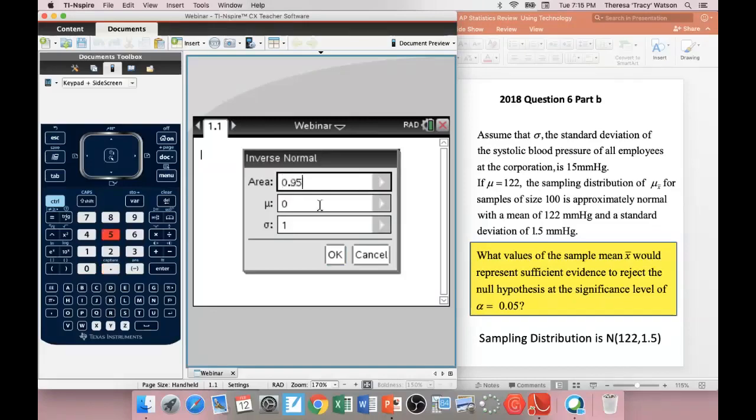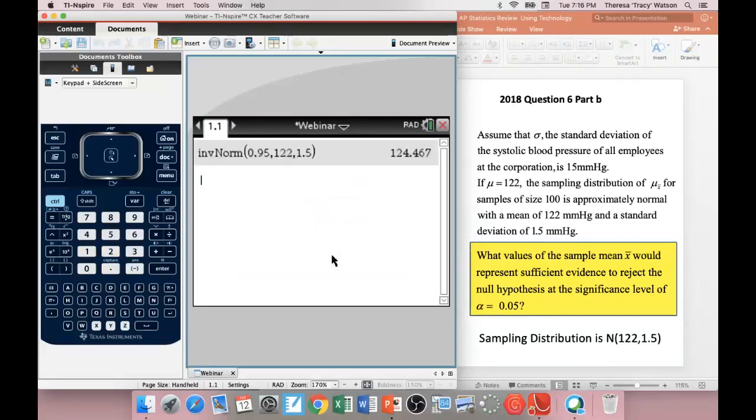So if you use an Nspire, that is one difference. The students get used to that. It's not a big issue, but they just need to know that it's a little bit different. And then I'm going to give my mean and my standard deviation. Click OK, and I get, thank goodness, the same number that Mike got, 124.467. That would be bad if I didn't.